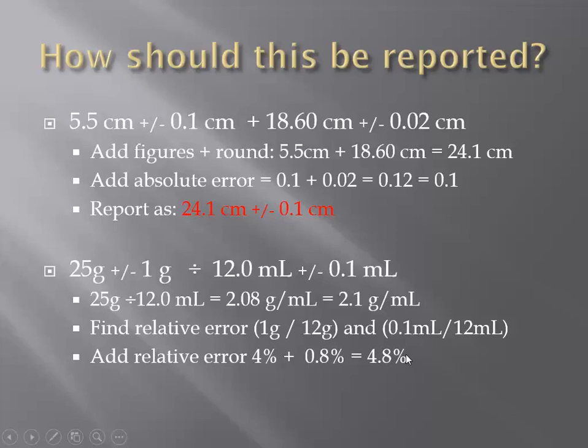So that's 4.8%. Because when we're dividing, we have to add relative uncertainties. So my relative uncertainty is 4.8%. Now I could round this to 5 at this point, but we're going to round it again at the end eventually. So it doesn't matter too much. I need to take 4.8% of 2.1. So 2.1 times 4.8%, of course, I need to change this to a decimal form. That's going to be 0.1. So that is the value that I should end up reporting.